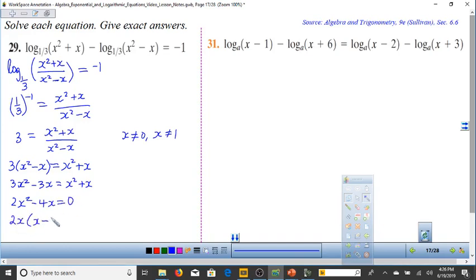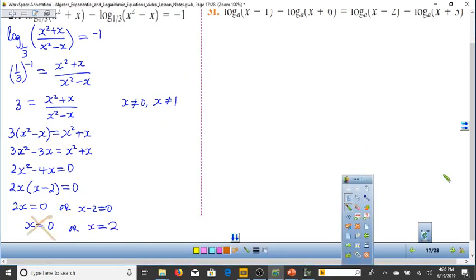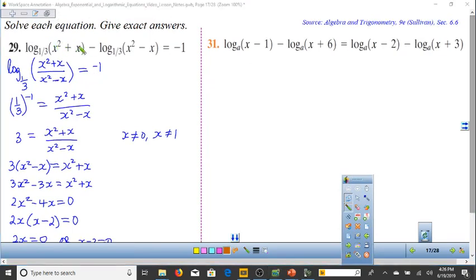And so I have 2x is equal to 0, or x minus 2 is equal to 0. So x is either going to be equal to 0 or x is equal to 2. And we know that x is not going to be 0, because then we'll be doing the logarithm of 0 here, which is not allowed. But when I try 2, 2 squared plus 2 is 6, and 2 squared minus 2 is 2. So let's see what that gives us when we try to work that out.